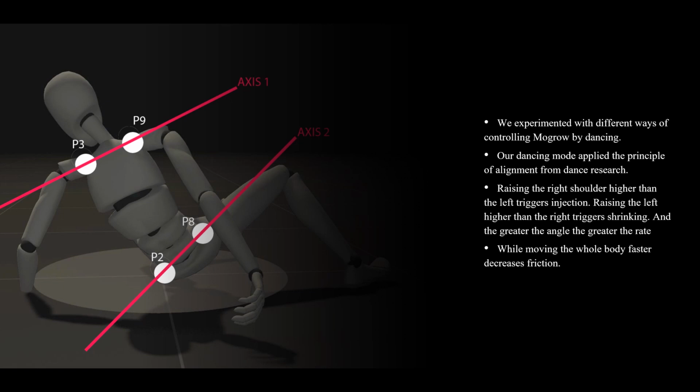We experimented with different ways of controlling MoGrow by dancing. Our dancing mode applies the principle of alignment from dance research. Raising the right shoulder higher than the left triggers injection. Raising the left higher than the right triggers shrinking. And the greater the angle, the greater the rate. While moving the whole body faster decreases friction.